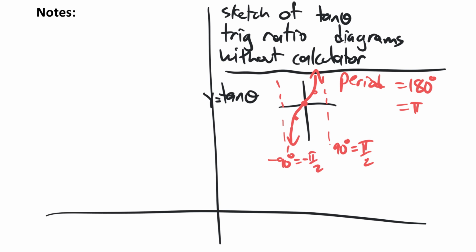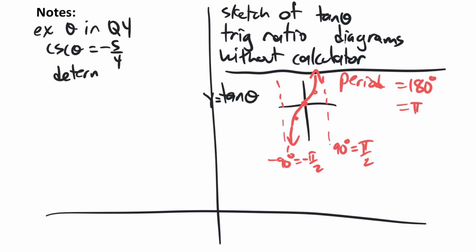Now, for the trig ratio diagram, probably just best to give this one a try. So as an example, we'll say theta in quadrant 4, and I'll tell you cosecant theta equals negative 5 over 4, and your question is to determine cos of theta. So go ahead and pause the video and give that a try.